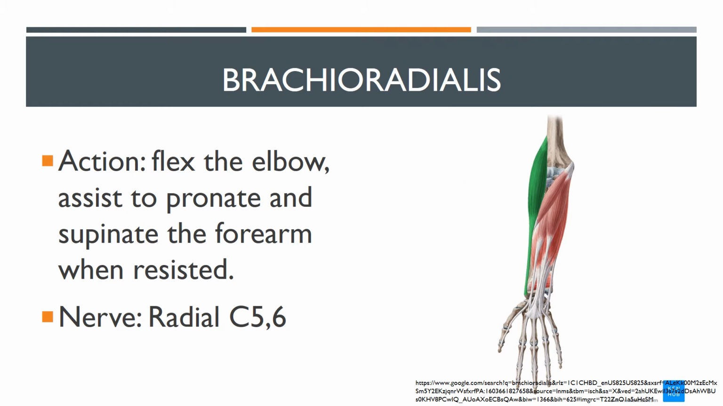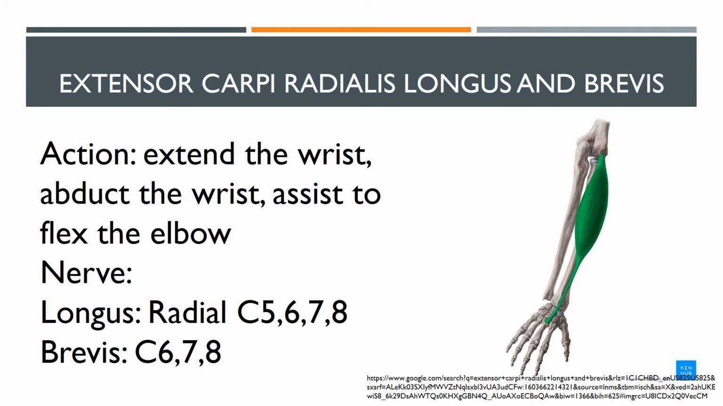The brachioradialis action is to flex the elbow, assist to pronate and supinate the forearm when resisted, and the nerve is radial C5 and 6. Extensor carpi radialis longus and brevis extend the wrist and abduct the wrist. It also assists to flex the elbow. The nerve for the longus is radial C5, 6, 7, and 8, and the brevis is C6, 7, and 8.